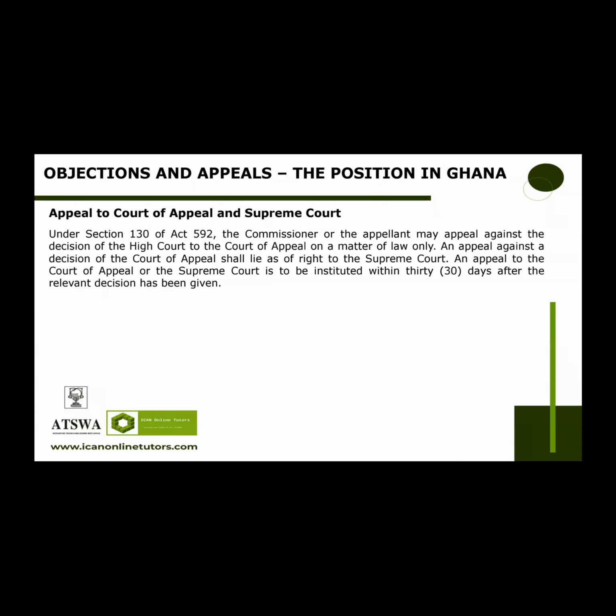Payment of deposit by objector on appeal. An objector is required under Section 131 of Act 592 to pay an amount not less than the amount payable in the first quarter of that year in respect of provisional assessment before an appeal can be held.